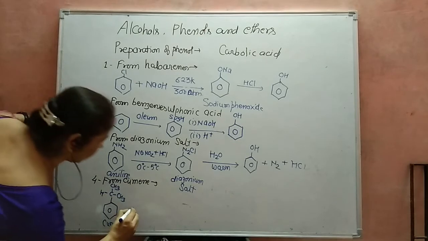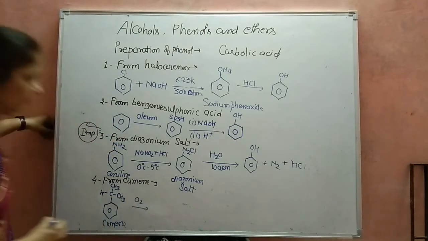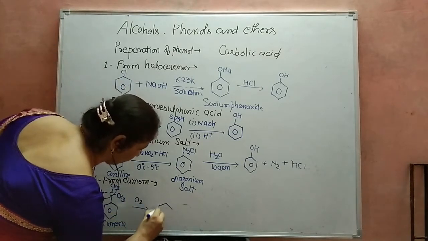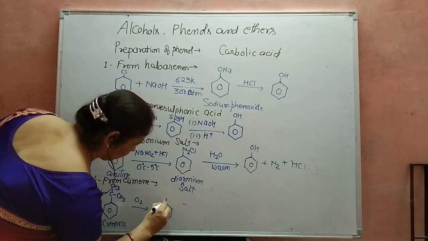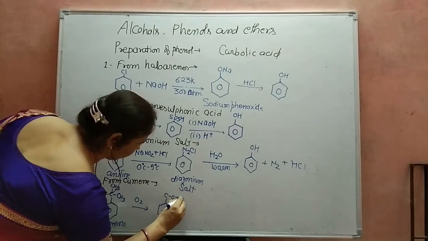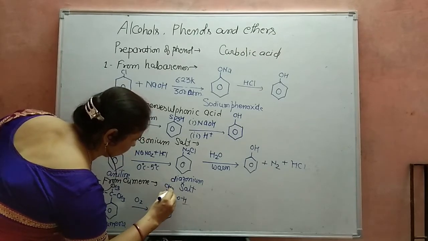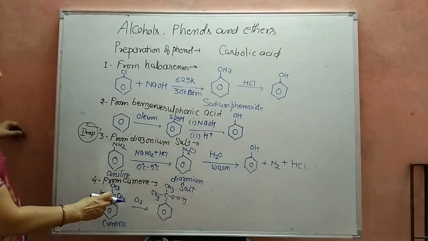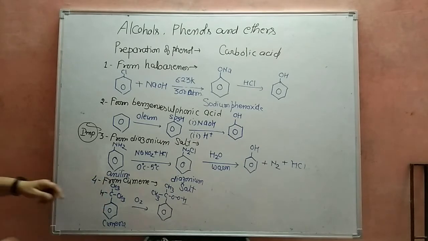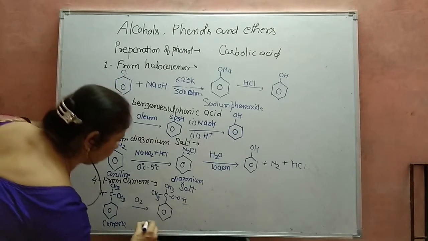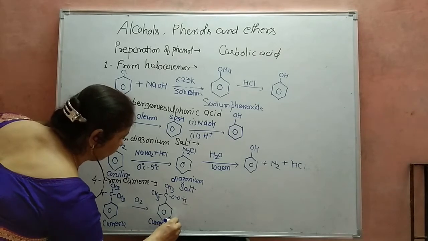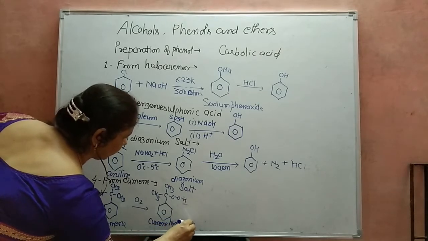When this cumene reacts with air, it forms the compound with COOH and CH3 or CH3, only the place changes. CH3 यहाँ भी बना सकते हैं, यहाँ भी बना सकते हैं, कोई दिक्कत नहीं है. This compound is cumene hydroperoxide.